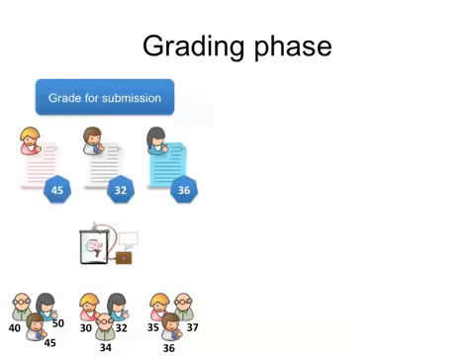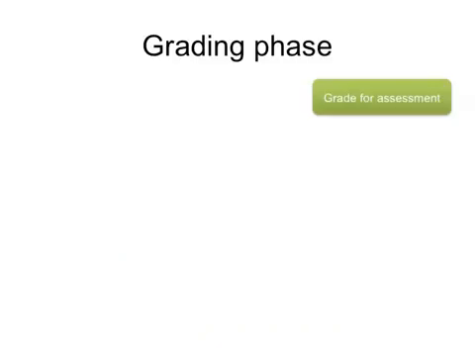Okay. Once the grade for submission has been calculated, so here we've got 45 out of 50 for Lisa, that's pretty good, 32 out of 50 for David, and 36 out of 50 for Carla. Once those grades have been awarded, we move on to the grade for assessment, which judges how spot on their marking was.